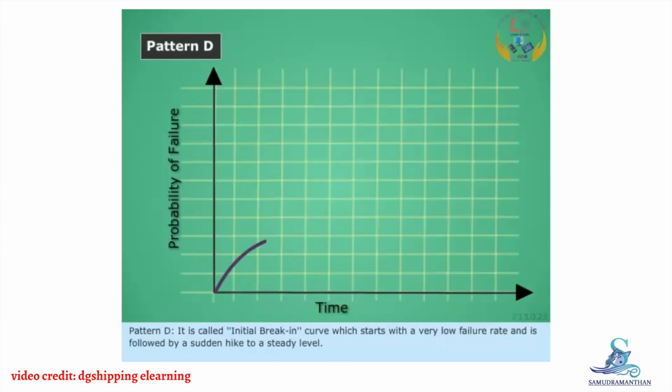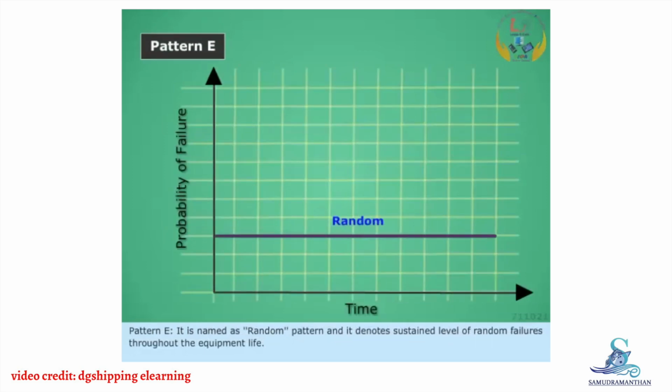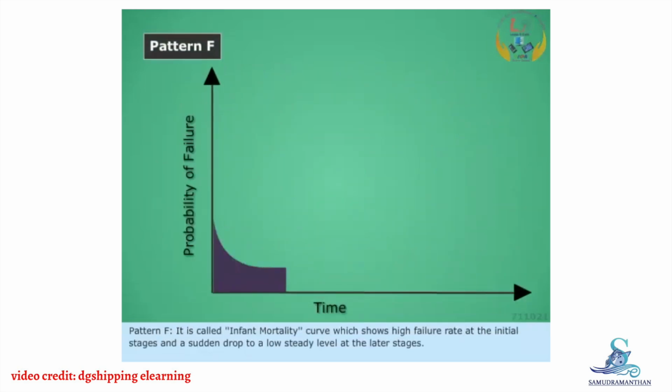Pattern D. It is called the initial break-in curve, which starts with a very low failure rate and is followed by a sudden hike to a steady level. Pattern E. It is named the random pattern, and it denotes a sustained level of random failures throughout the equipment life. Pattern F. It is called the infant mortality curve, which shows a high failure rate at the initial stages and a sudden drop to a low steady level at the later stages.